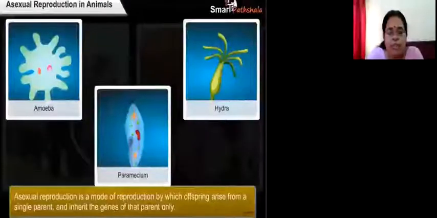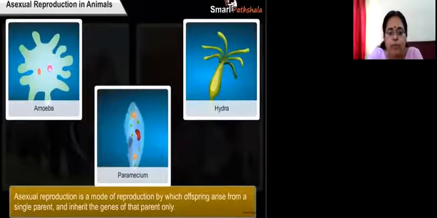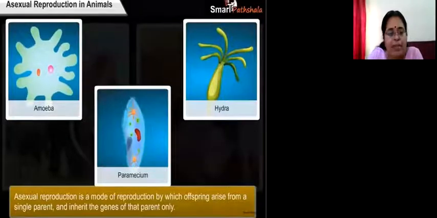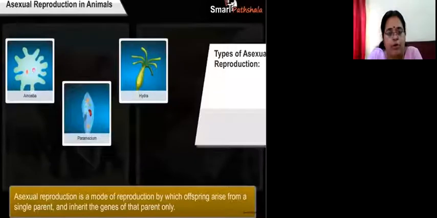Children, let us learn something more on asexual reproduction. I told you it is a mode of reproduction. Asexual reproduction is a mode of reproduction by which the offspring arise from a single parent and they inherit the genes of that parent only. Only one parent is involved. That is called asexual reproduction.